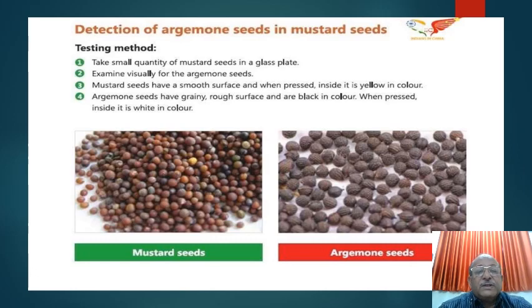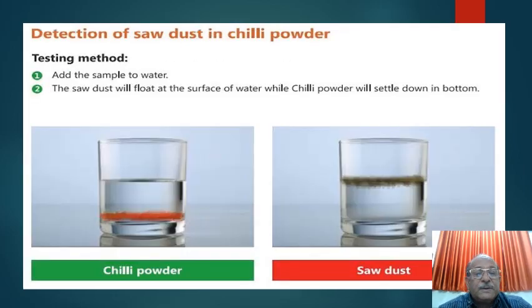Take a small quantity of mustard seed in a glass of water. Examine visually for the argemone seeds. Mustard seeds have a smooth surface, and when pressed, inside it is yellow in color. Argemone seeds have a grainy, rough surface and are black in color. When pressed, inside it is white in color. So mustard seeds are yellow in color if you press, while argemone seeds are white in color if you press. You can always make the difference.